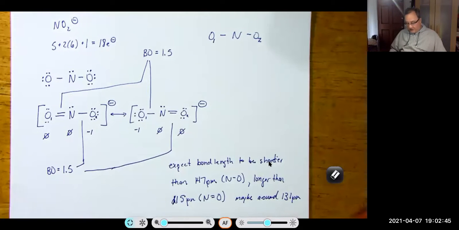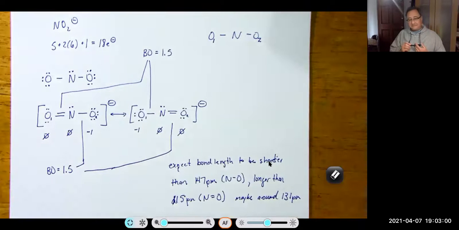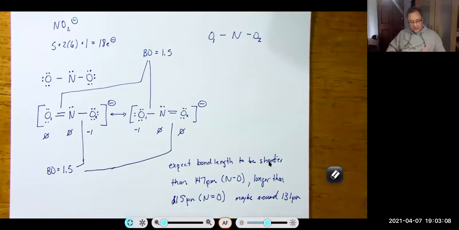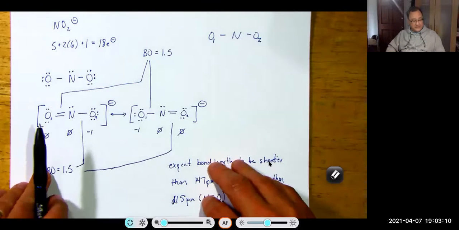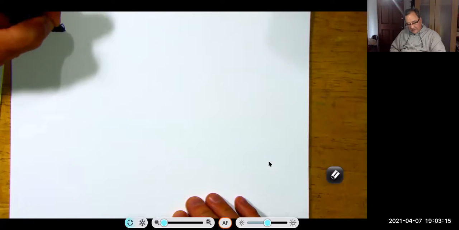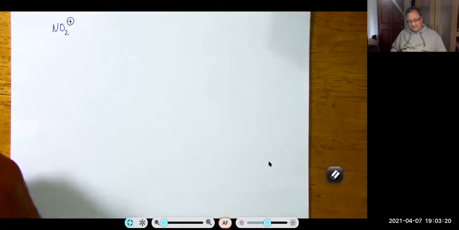Now, the cool thing would be if we could actually find out the bond length and compare it to the previous one, which happened to be a little shorter than we thought it would be. That might tell us something about this being 2 electrons or 1 electron, right? But I don't know what the length is. So the next one is NO2 plus 1. Try and go all the way through that, and we'll compare our two, okay? Yeah.